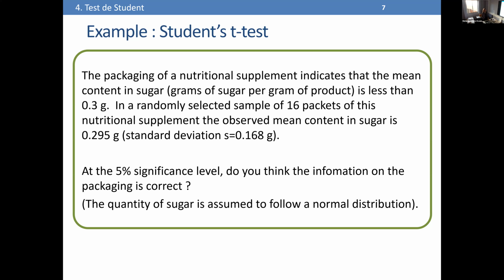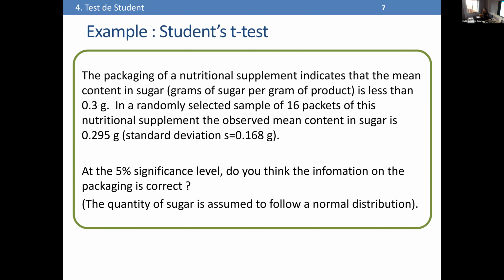At the 5% significance level, so that means alpha is equal to 5%, do you think the information on the packaging is correct? So look at this and try and write down for me what the null hypothesis and the alternative hypothesis are. What do you think in this case? What is the question we're asking?